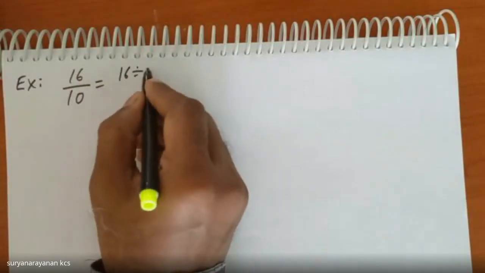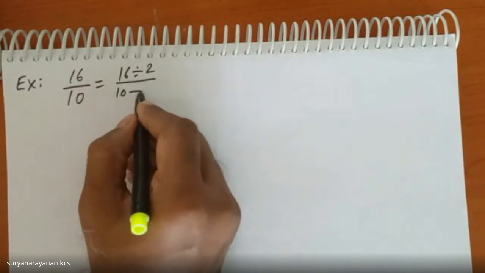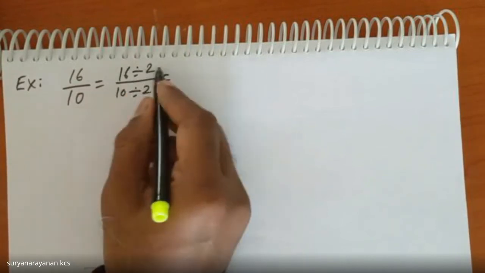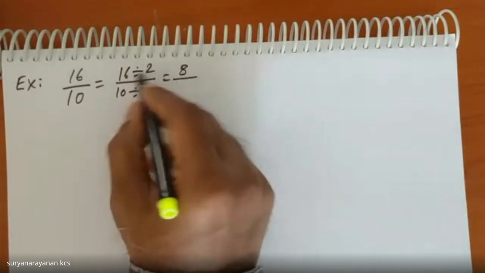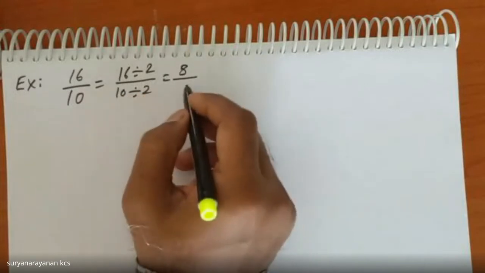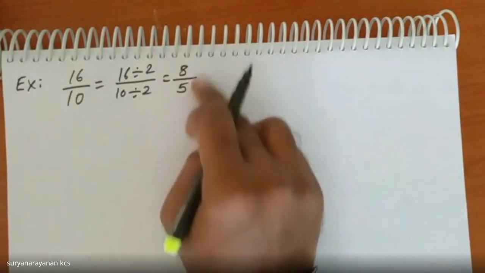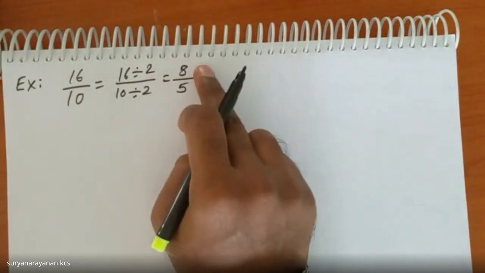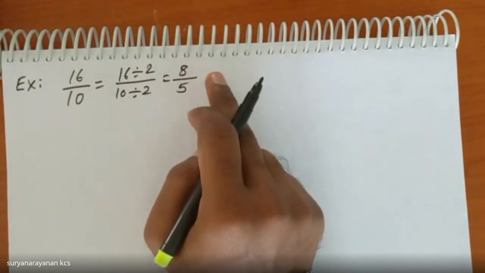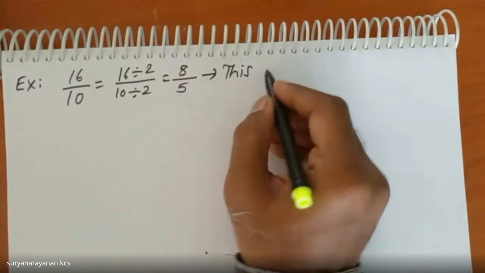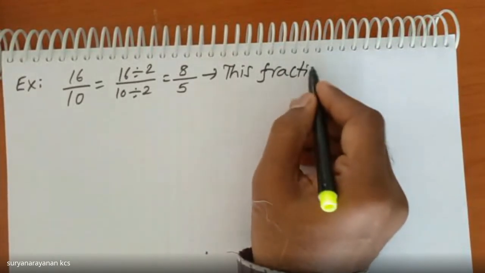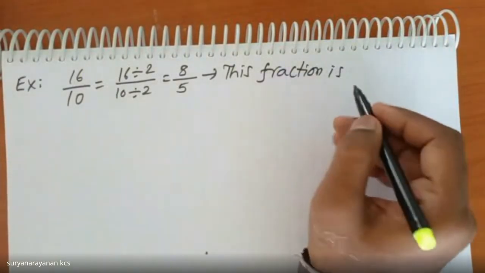2, sir. So we have to divide the numerator by 2 and the denominator by 2. Then what will you get? 10 by 2 is 5, and 16 by 2 is 8. Yes or no? 2 eights are 16, 2 fives are 10. So this fraction 5 by 8 is said to be in its lowest terms.